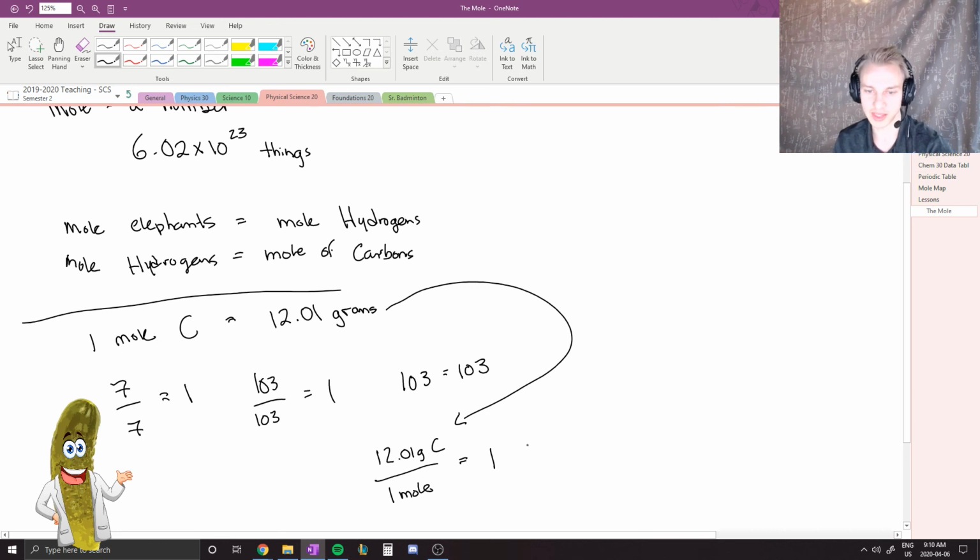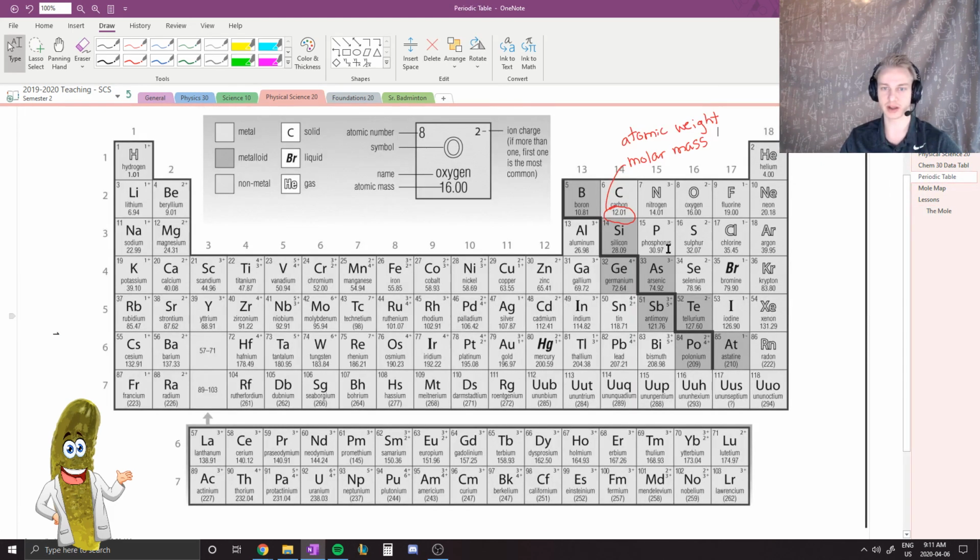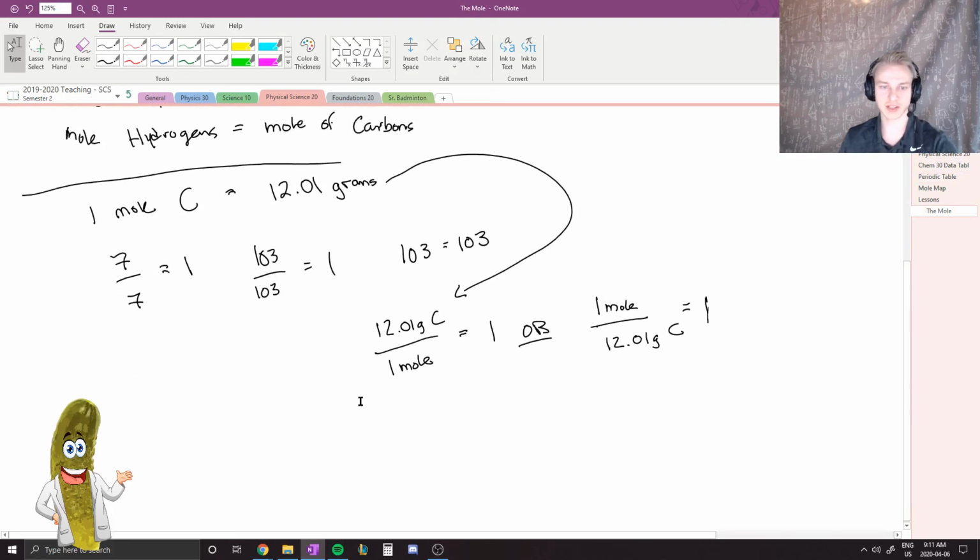I can also write the inverse of this and say that 1 mole over 12.01 grams of carbon is equal to 1. We know that both of those statements are equal to 1 because 1 mole and 12.01 grams of carbon are the exact same values, which was told to us on the periodic table by scientists a lot smarter than myself. And so that's how we know what these mole values are. We can convert between a gram of something and a mole of something.